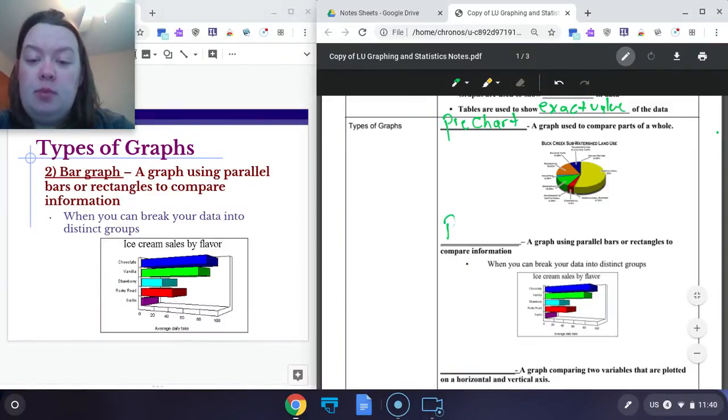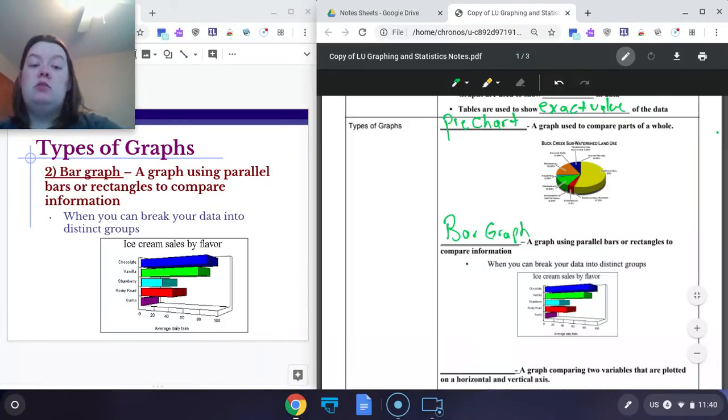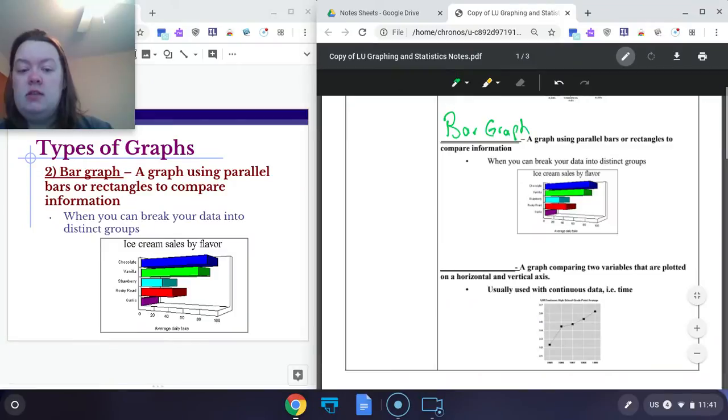The second one is a bar graph. Lots of students love bar graphs. Sometimes we can use bar graphs way too much. This can show either horizontal or vertical bars, and it's used to compare information. So if we're saying ice cream sales by flavor, at a glance, most people buy chocolate, followed by vanilla. And people don't seem to like this one down here. That's garlic, which, yeah, who would like garlic? Garlic ice cream. So again, a nice, easy visual representation of what we're trying to show, and you can compare across the board.